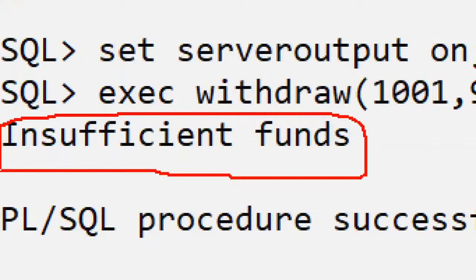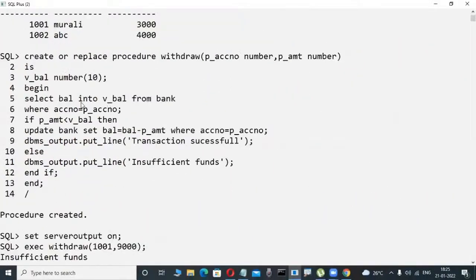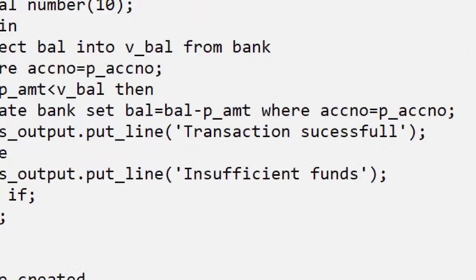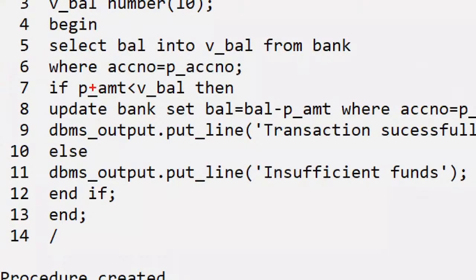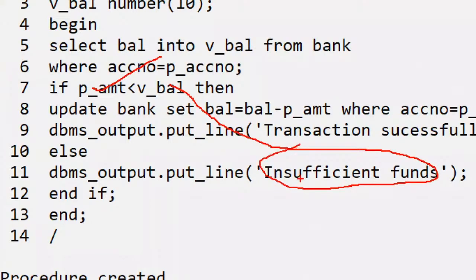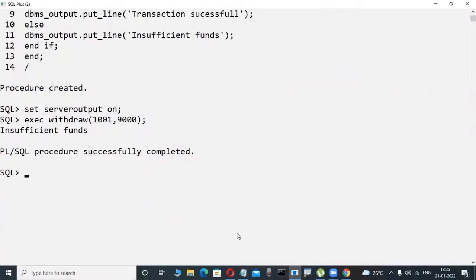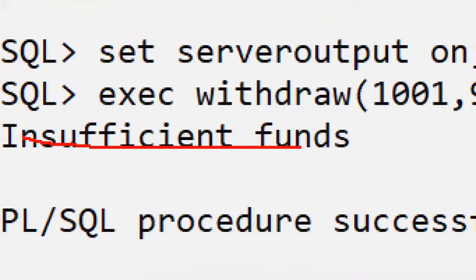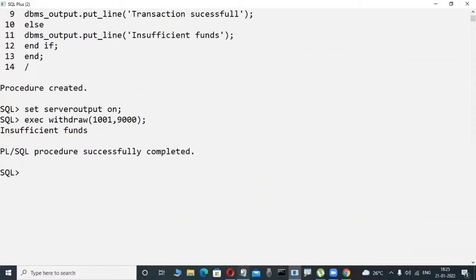How is it possible? This coding is executed, whatever I'm writing is executed. Your amount is more than the available balance, that's why insufficient funds. It will display the message or not? Yes. Now suppose, for example, logically observe here: insufficient funds is the message, it will be displayed or not? Yes.